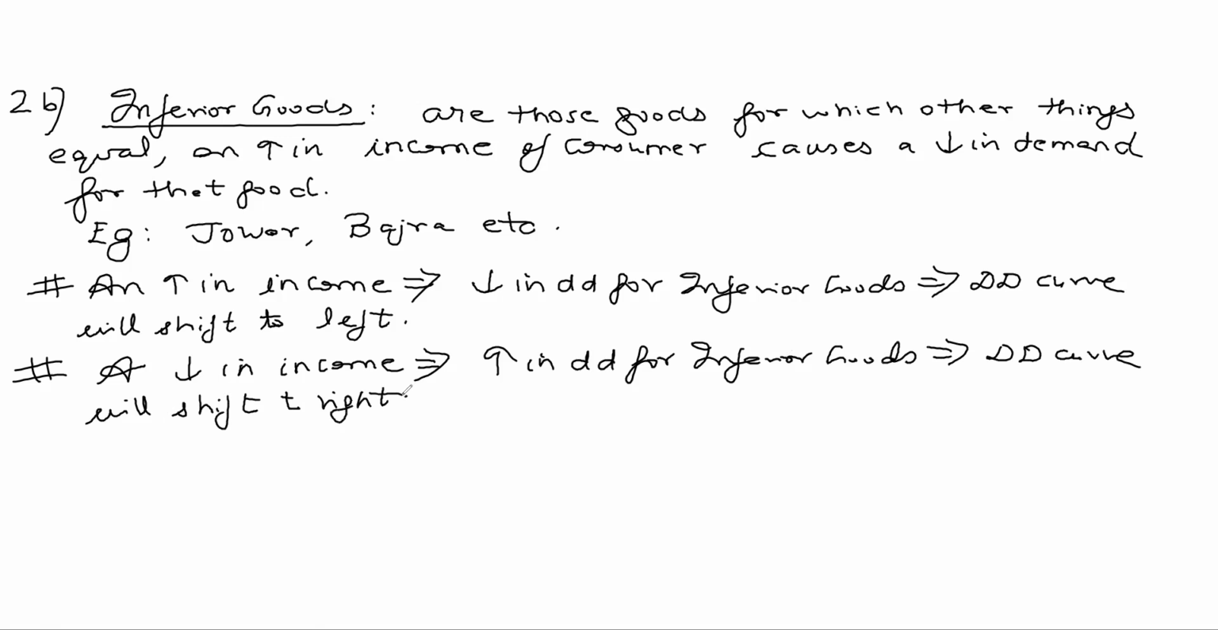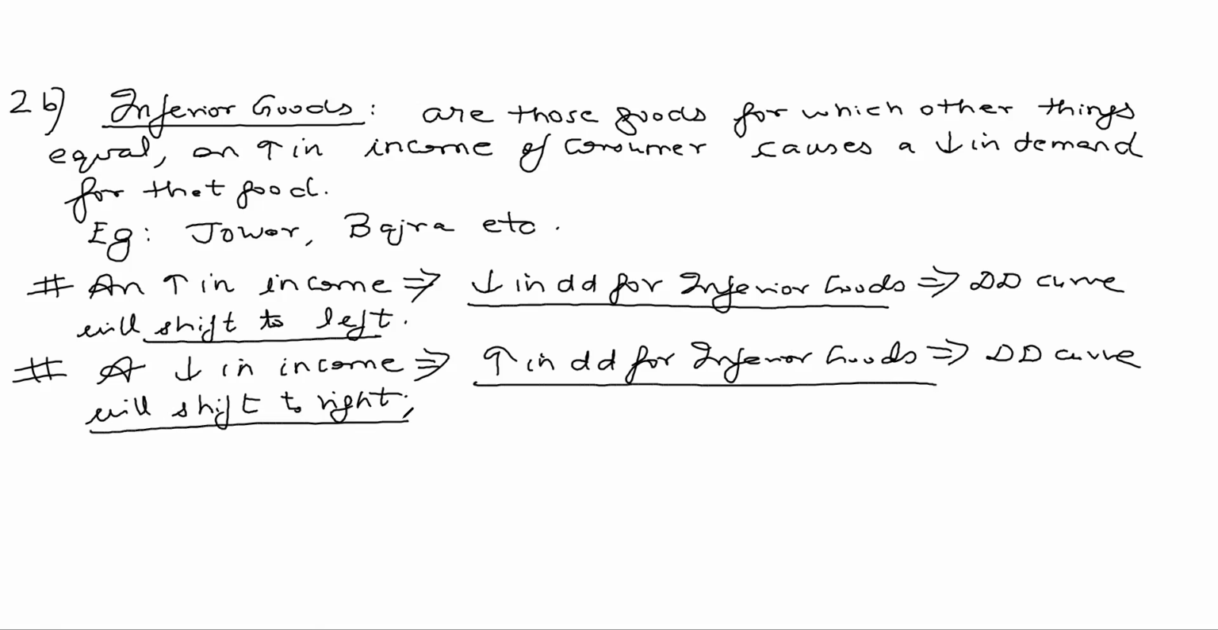If your income goes up, you would want to buy more of normal goods, less of inferior goods. So demand for inferior goods will fall, which implies demand curve will shift to the left. And if your income falls, you will reduce the demand for normal goods, but you will increase the demand for inferior goods, which implies that the demand curve for inferior goods will shift to the right. If we quickly draw a diagram for this.